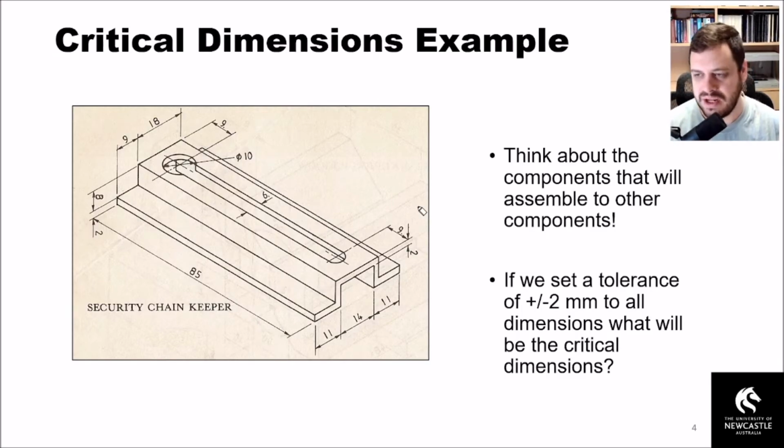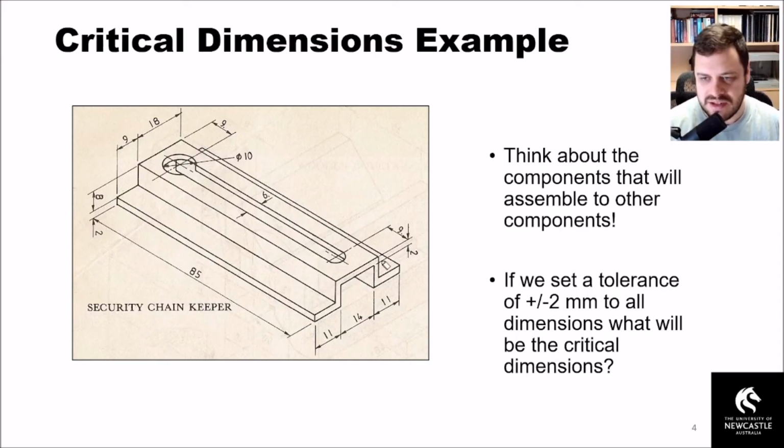And then you want to, again, set a tolerance here of plus or minus 2 millimeters to all the dimensions, and you want to determine what the critical dimensions will be. So when you're doing these exercises in your technical sketching portfolio, you also want to set a tolerance of about plus or minus 2 millimeters just to make your life a little bit easier.